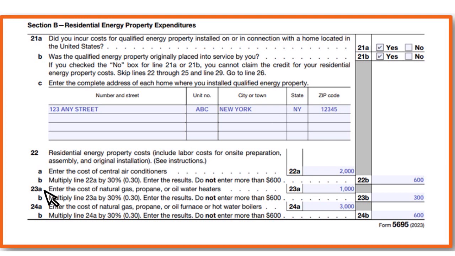And so line 23A, we have 1,000. So this is kind of cool. When you multiply 23A by 30%, you have 300. And line 24A, we have 3,000. When you do the math, when you multiply 24A by 30%, you have more than 600, but the IRS tells you not to enter more than 600. So normally the amount should have been 900, but they want you to put only 600.